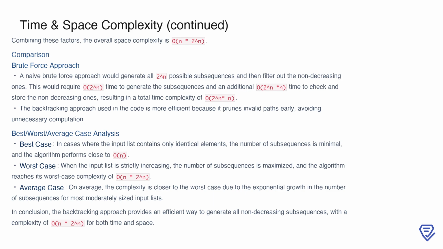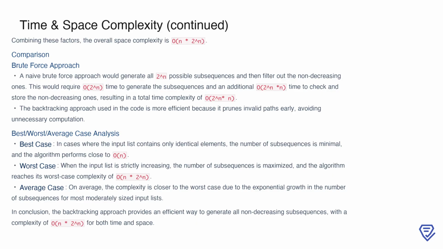To put this in perspective, let's compare it to a brute force approach. A naive method would generate all 2 to the power of n possible subsequences and then filter out the non-decreasing ones. This would involve 2 to the power of n time for generating and an additional 2 to the power of n*n time for filtering and storing, resulting in a total time complexity of 2 to the power of n*n.